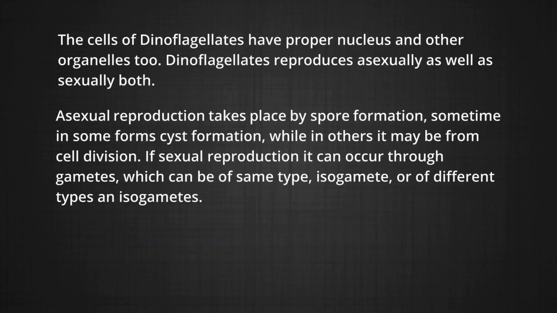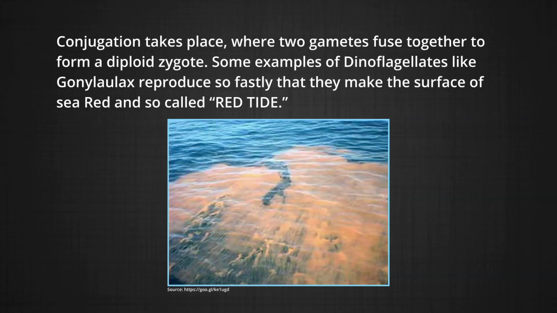Asexual reproduction takes place by spore formation, sometimes in some forms cyst formation, while in others it may be by cell division. Sexual reproduction can occur through gametes, which can be of the same type, isogametes, or of different types like anisogametes. Conjugation takes place where the two gametes fuse together to form a diploid zygote.